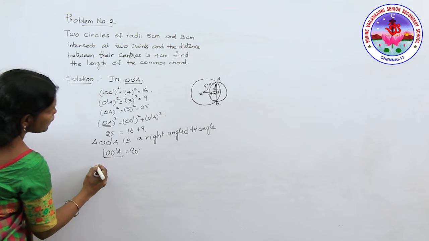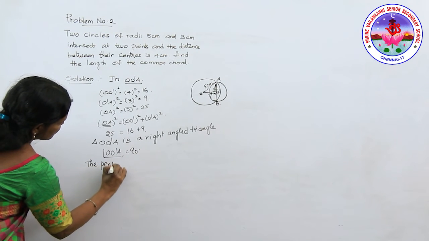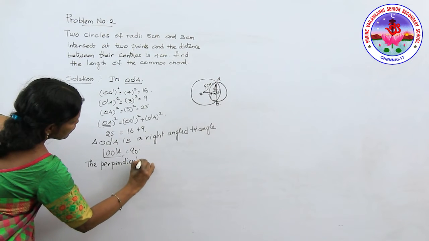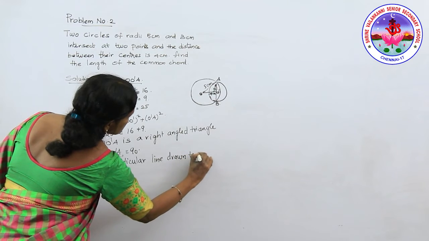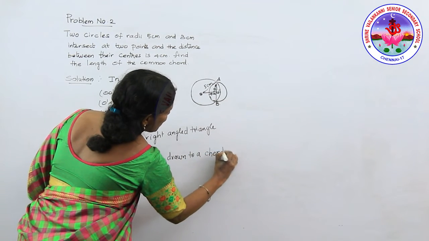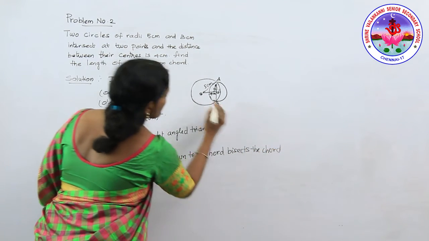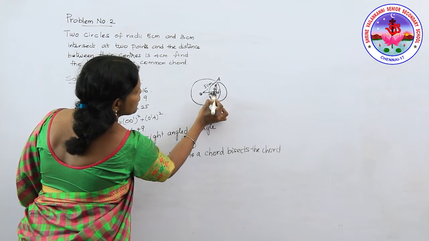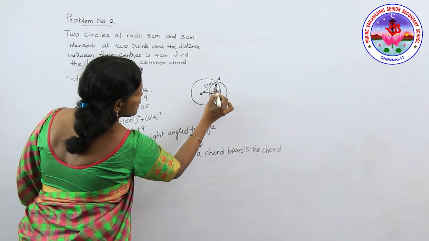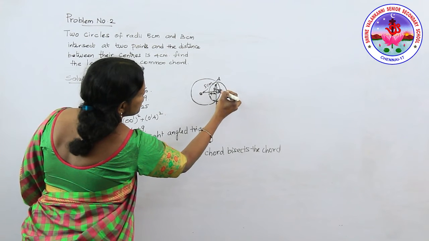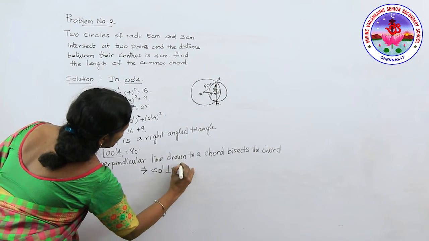And also we know the property that the perpendicular line drawn to a chord bisects the chord. You have seen this in the previous property. So I proved that this line is perpendicular since it forms a 90 degree angle. So the perpendicular drawn from the center of the circle to a chord AB bisects the chord. So it bisects into two equal halves, which implies O dash is perpendicular to AB.